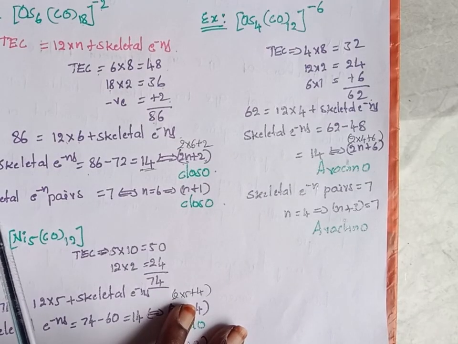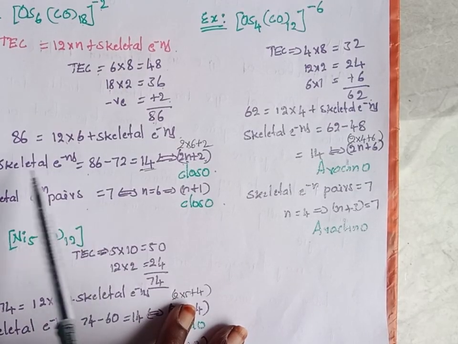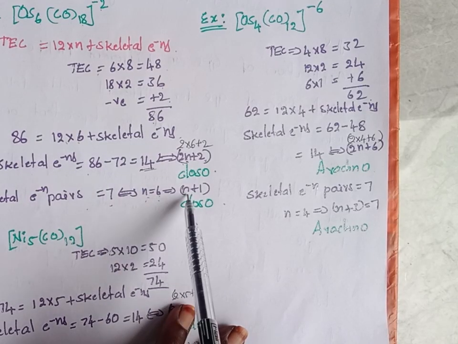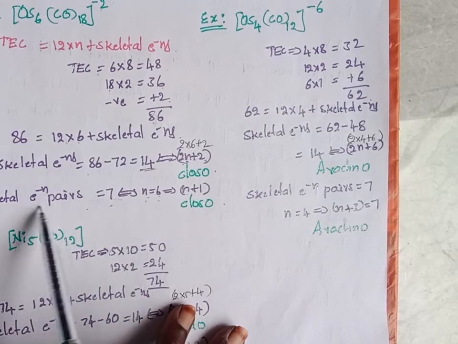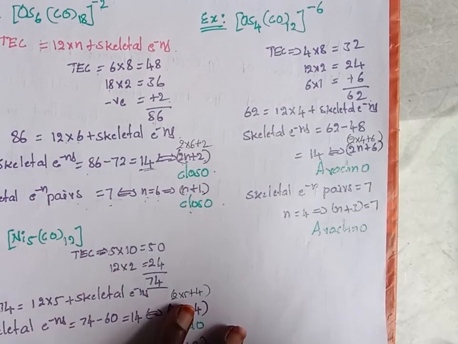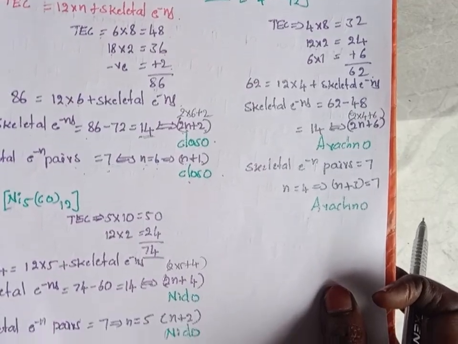If we consider skeletal electron pairs: if skeletal electrons are 14, pairs are 7, right? The number of metal centers n is 6. Therefore, 6 plus 1 will be 7. According to skeletal electron pairs, it is n plus 1. Therefore, the structure will be closo.